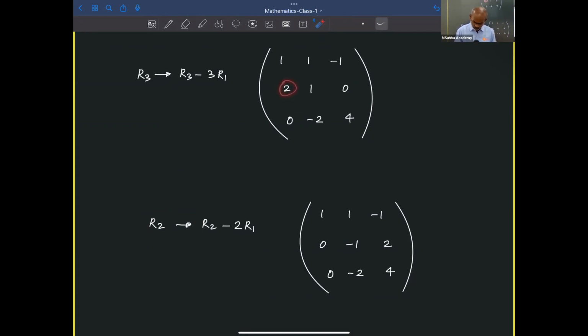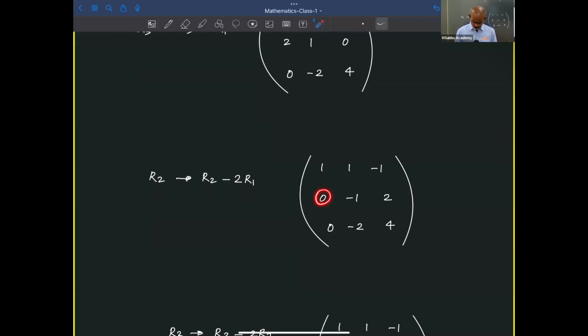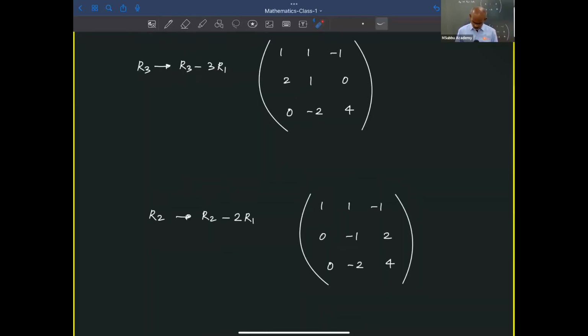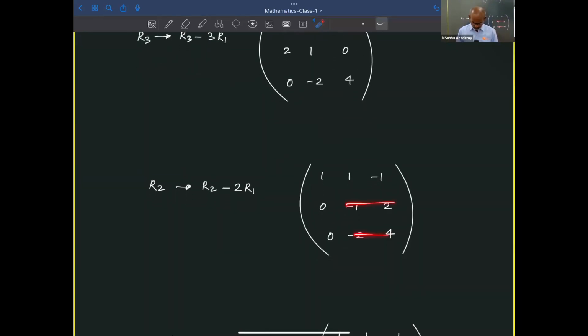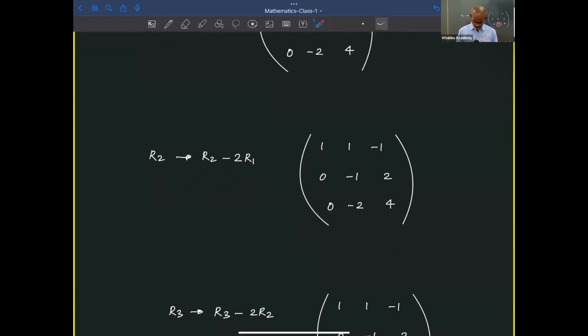Old row 2 is this: 2, 1 and 0 are there. That has to be subtracted with minus of. The idea is we want to make at least this element 0. So by this way, now this is also made 0. Now you can do operations with these two to make this 0.